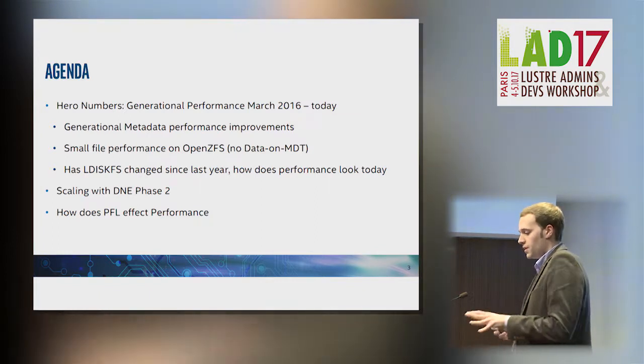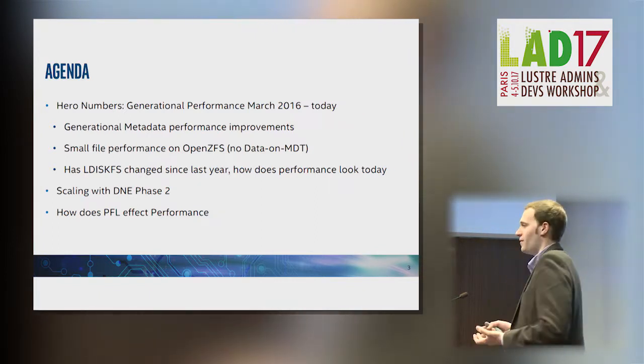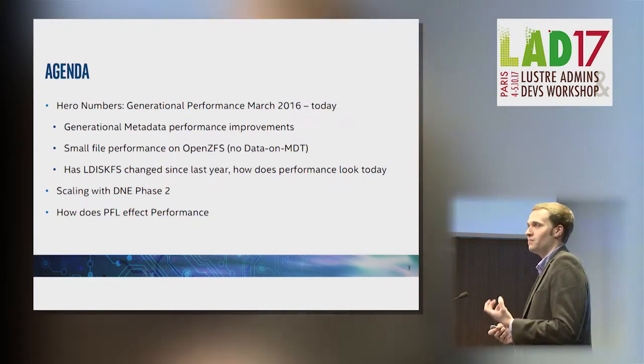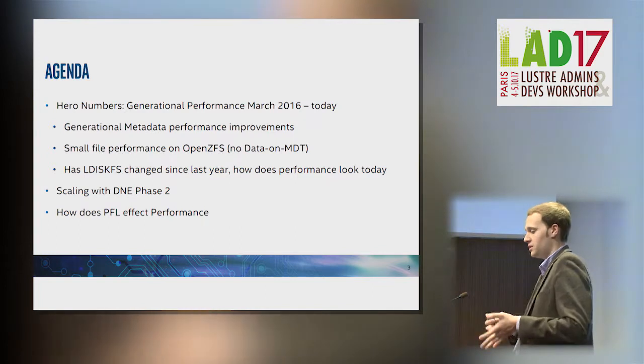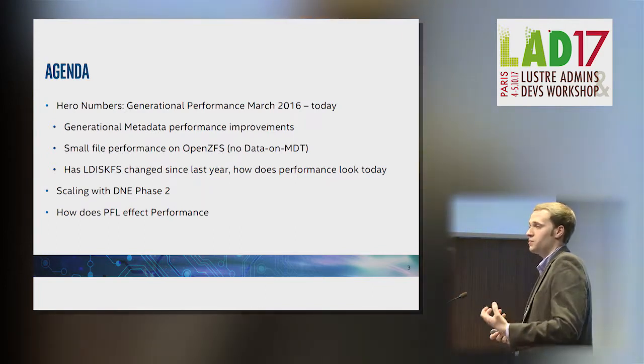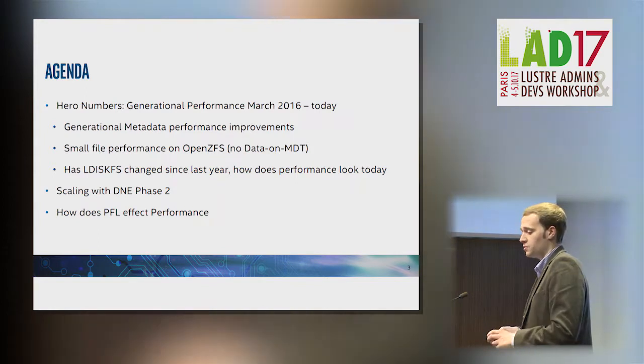So let's start off with looking at some hero numbers, let's say. So very much like the previous talk, some very, very high metadata performance. What does it look like today versus yesterday? That includes generic metadata performance, but also looking at things like small files as well.